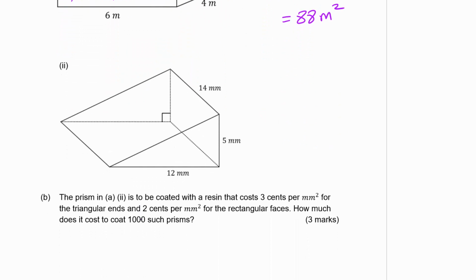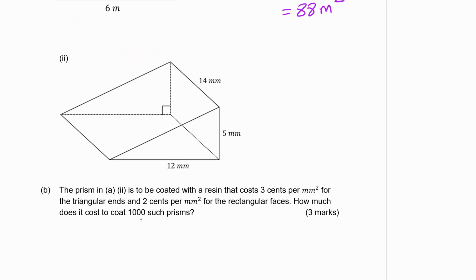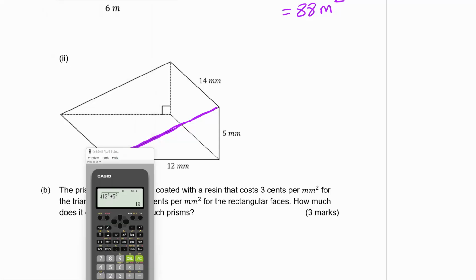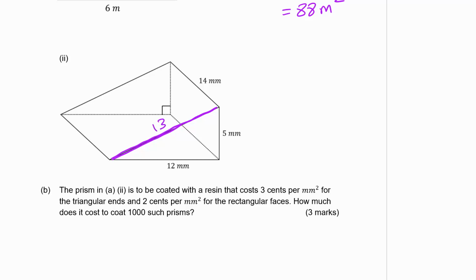Now, we have got a triangular prism, and for surface area, we're really going to need to know that length just there. We can use Pythagoras' theorem, that's the hypotenuse of that triangle, so that's going to be the square root of 12 squared plus 5 squared, and that gives me 13.